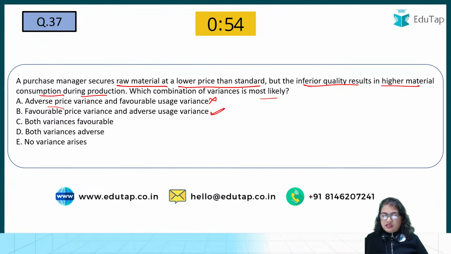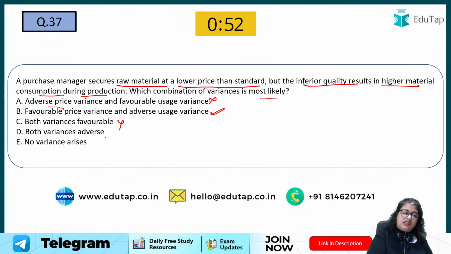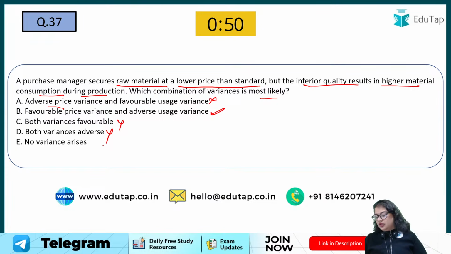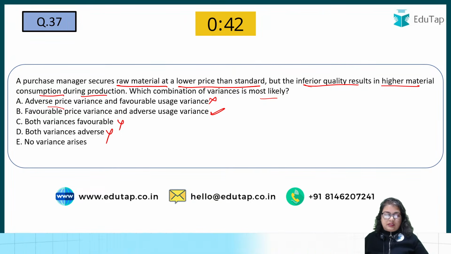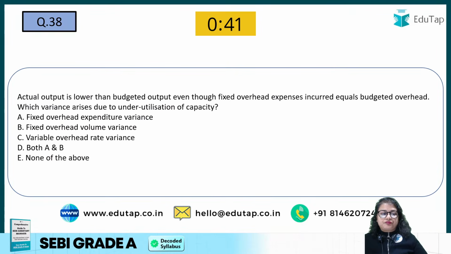Then both variances will be favorable, this is wrong. Both variances would be adverse, this is also wrong. And no variance, but variance will occur in both the cases. In one case it will be favorable, in one case it will be adverse. So everybody answered it correctly. The answer is option number B.